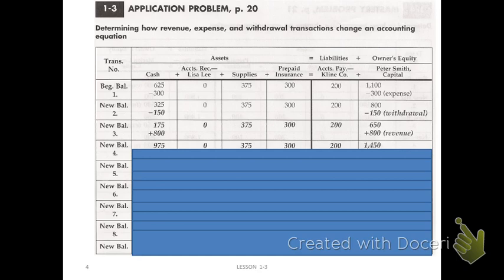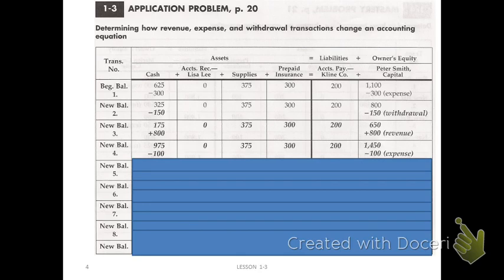Looking at transaction 4, paid cash for equipment repairs, $100. Okay, paid cash, decreased to cash. For equipment repairs, that's a form of expense. So that's only going to decrease our capital. So our paying cash decreased cash by $100. Our capital is also decreased by $100. Look at the label, expense. You have to make sure you label all forms of capital. Both sides went down by $100.